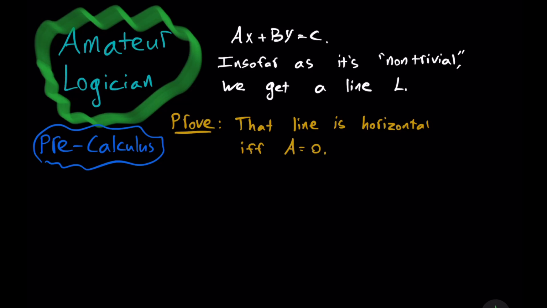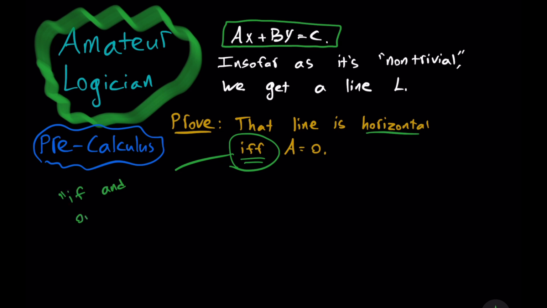Let's say we have the equation ax plus by is equal to c. Insofar as it is non-trivial, we get a line L. If we plot it on the Cartesian xy coordinate plane, we get a nice line. And in this video, we're going to prove that the line is horizontal if and only if a is equal to 0.